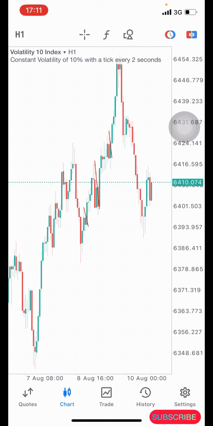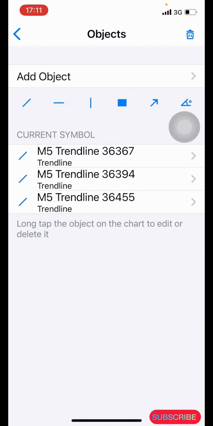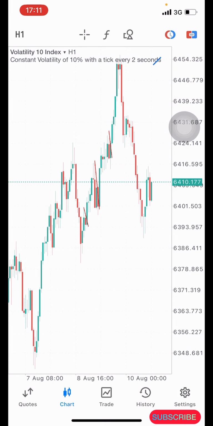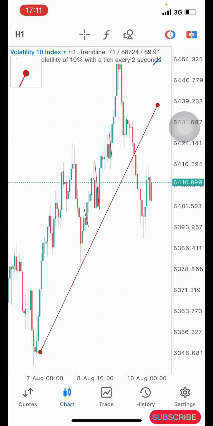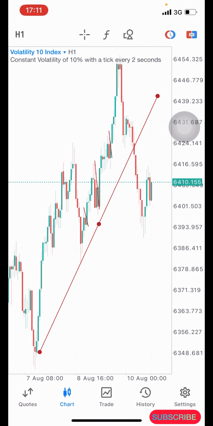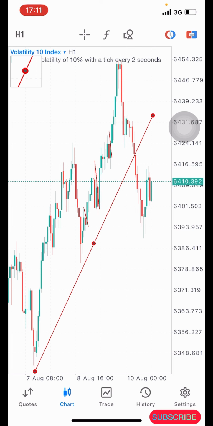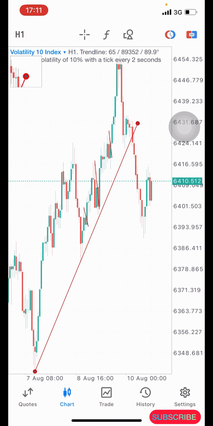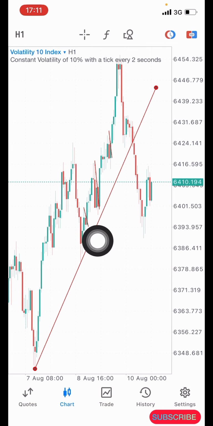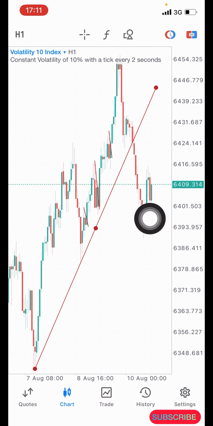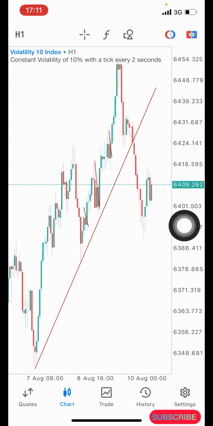The first thing we have to do is identify the overall trend of the market from a higher time frame. As you can see, in this case, I'm using the 1 hour time frame. Now if you are drawing your trend line, make sure you use the wicks, the peaks of the candles, so that you get an accurate signal.